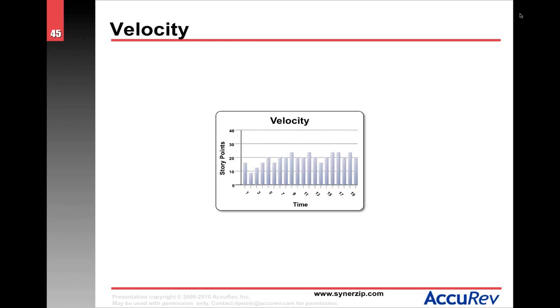So now the next technique is something called velocity. And with velocity, this is how many story points the team is getting done over a set period of time. It could be a month, it could be weeks, it could be a week, whatever it is. So this gives you information to know story points, and not have to tie it back to hours.